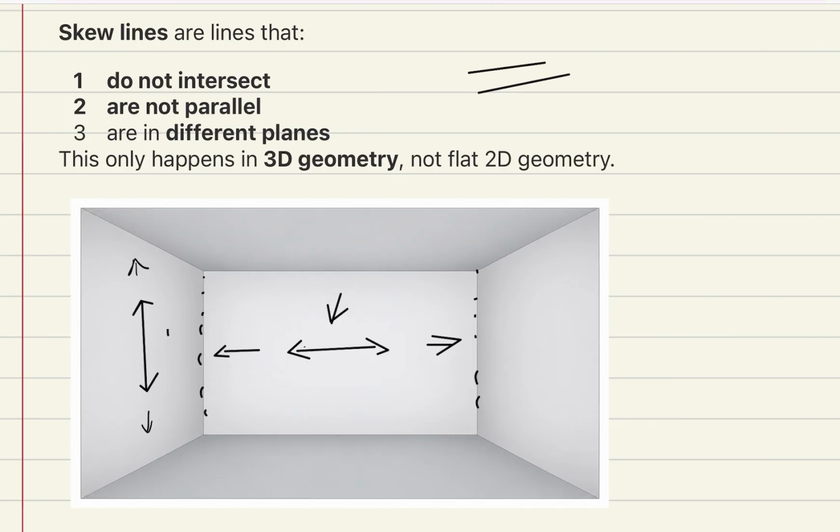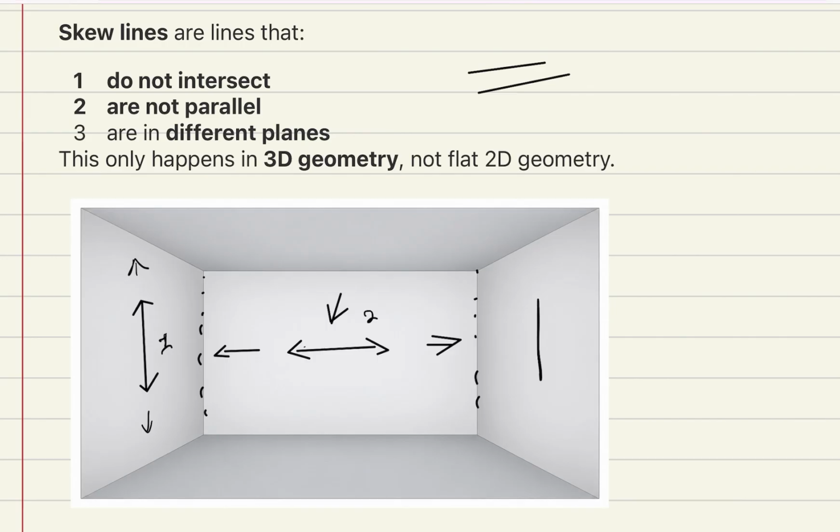So if you have line 1 here, and let's say we have this line 1 and line 2, you can see that they are not parallel. They're not moving in the same direction, and they're on separate planes. So they move in different directions, they're on separate planes, and they won't intersect. That's exactly what a skew line is.